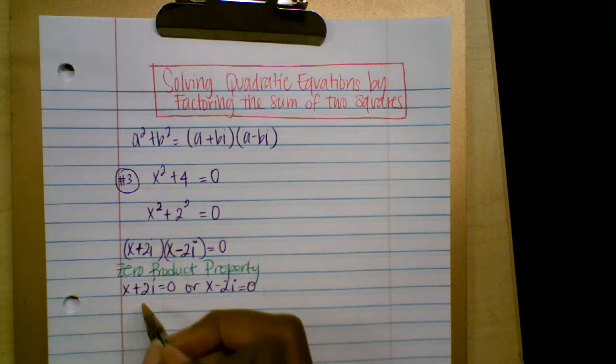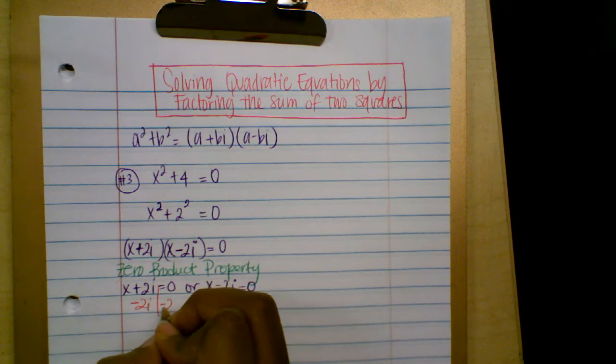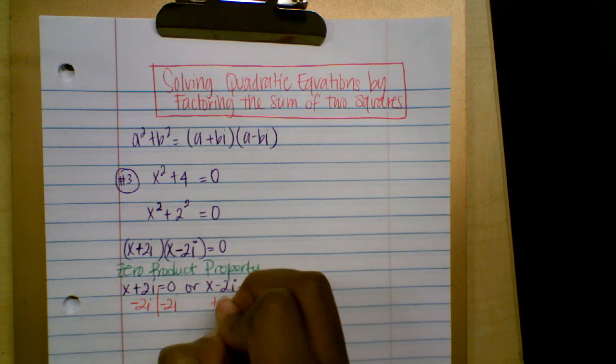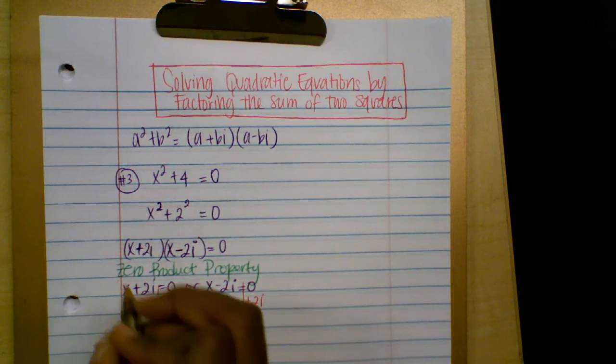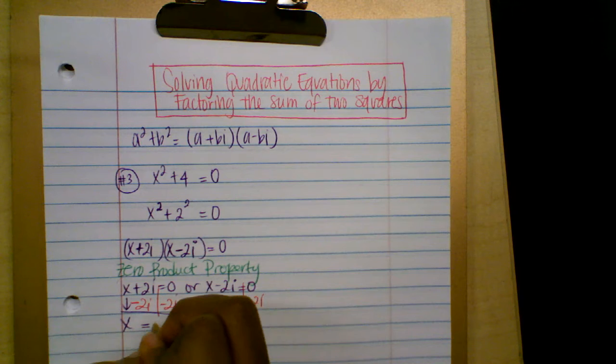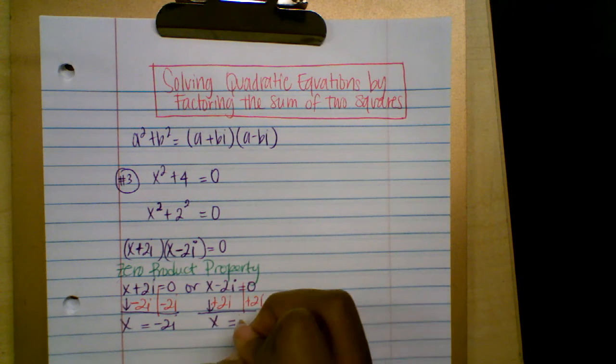To solve for x, you have to subtract. For the first equation, you subtract 2i on both sides. And for the second one, you add 2i on both sides. The new equations are x equals negative 2i, and the second one is x equals 2i.